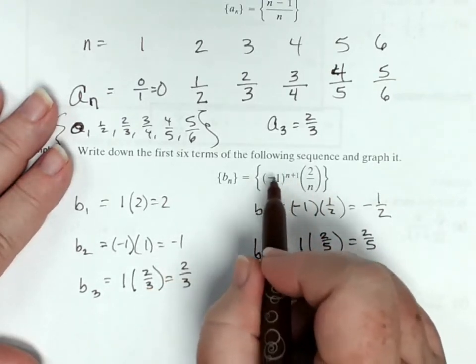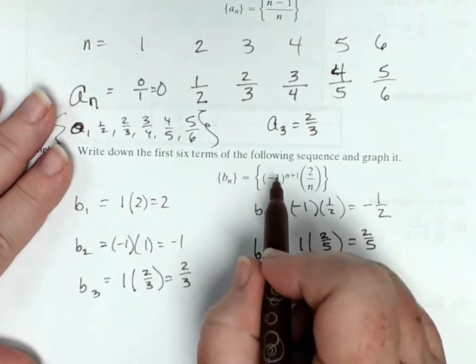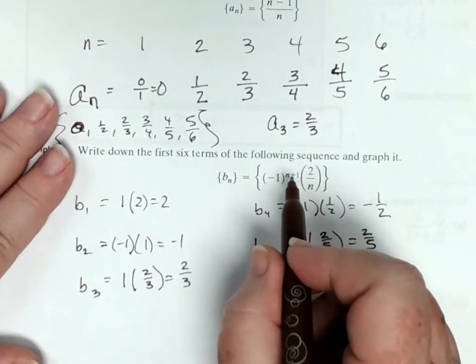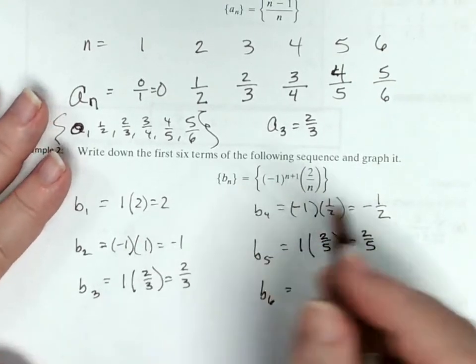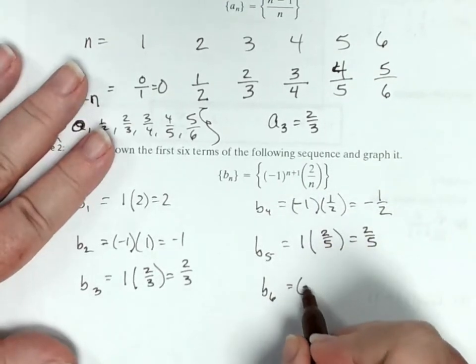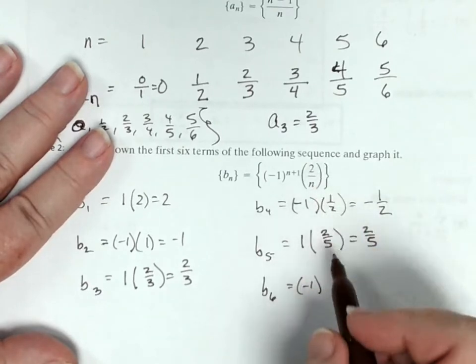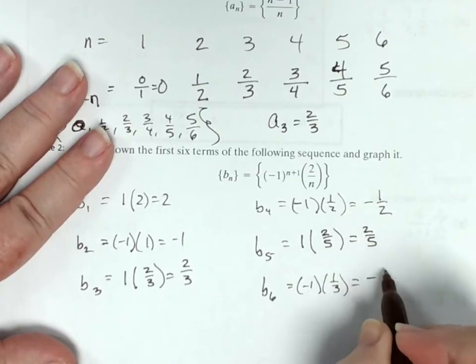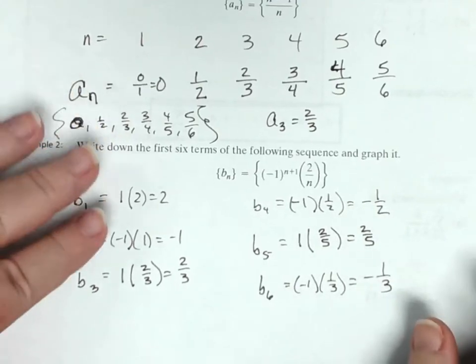And that's because we're multiplying by negative 1, but sometimes it ends up with an even exponent, making it positive, and sometimes it ends up with an odd exponent, making it negative. This last one's going to be negative again, and it's going to be 2 over 6, which is 1/3. So that answer is negative 1/3.